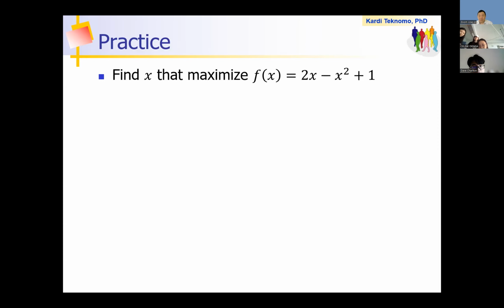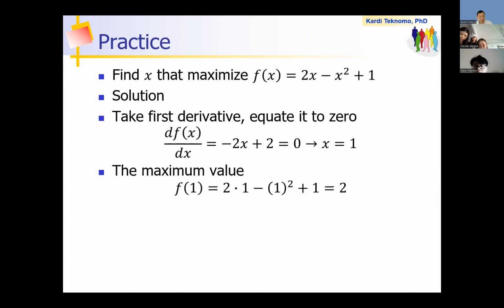So the first derivative is 2 minus 2x, right? There. So the first derivative is 2, this one, and then this exponent here going down becomes minus 2x, and equate this to 0, then you get x equals 1, right? And then you put it in here, x equals 1, then you will get the maximum value, which is 2. Yeah.